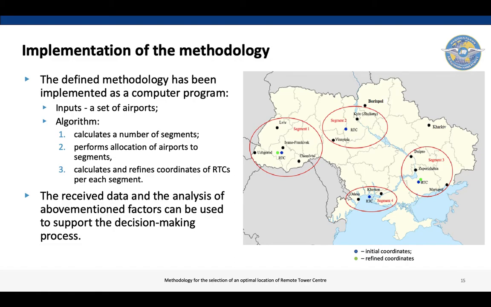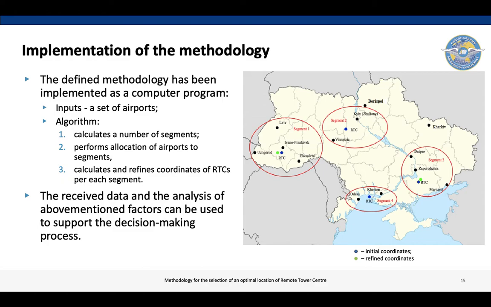We have taken this methodology as described in the previous slide, and we have implemented it as a computer program that takes a set of airports of Ukraine as an input and calculates the number of segments, performs allocation of airports to these segments, calculates and refines coordinates of the remote tower center per each segment. We've taken the set of airports just as an example, and of course it can be changed depending on the variation of traffic or any other parameters.